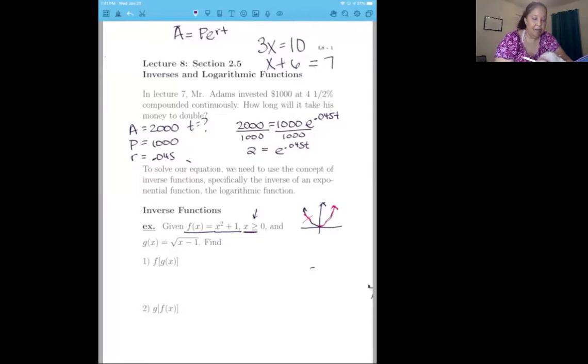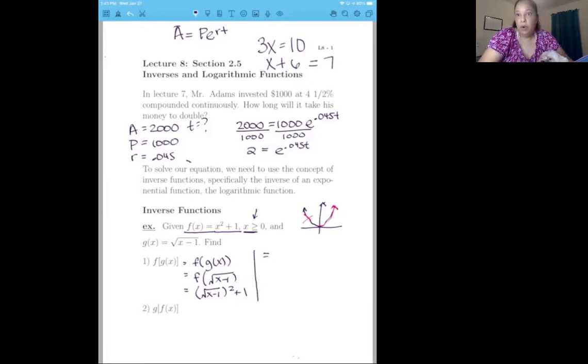The first thing I'm going to do is compose these functions. They asked us to compose f composed with g and g composed with f. So this is f of g of x, which means I'm going to take the function g of x and plug it into f. So I have square root of x minus 1, squared, plus 1. If I square a square root, I'm just going to get what's underneath the square root. So I get x minus 1 plus 1, and I'm left with x. So my output was x.